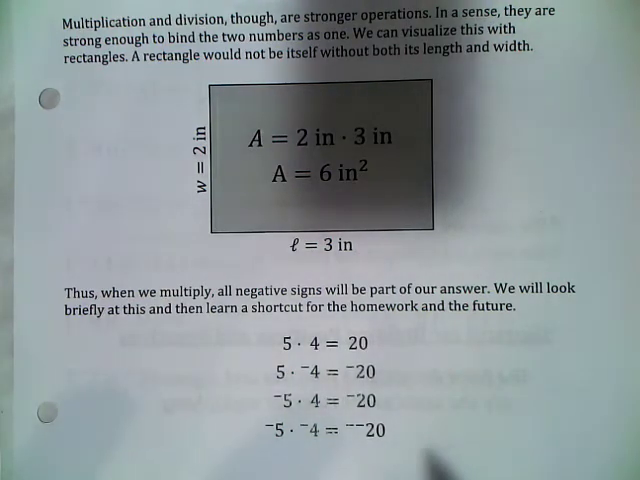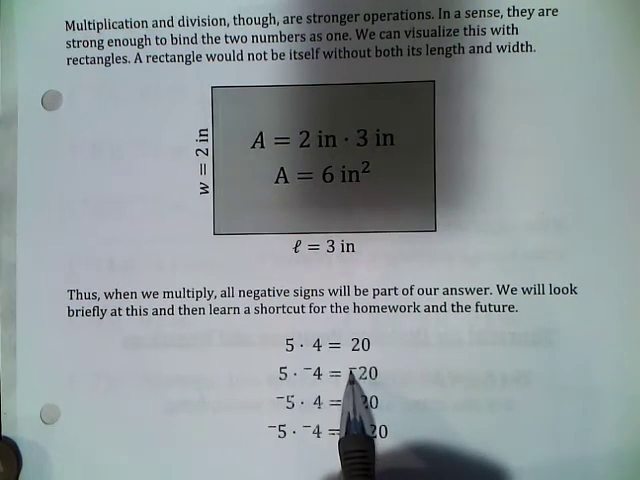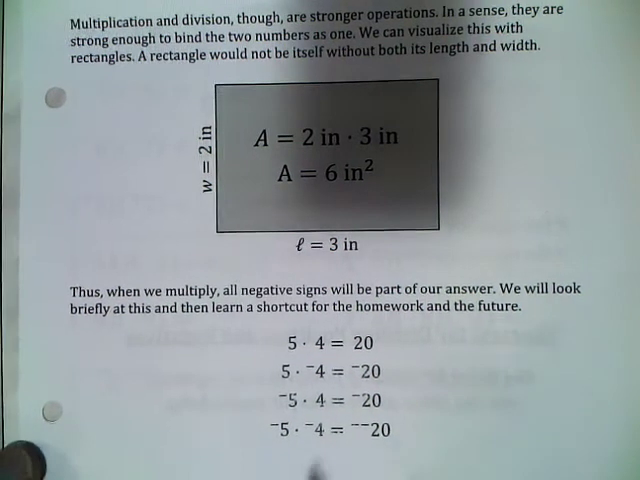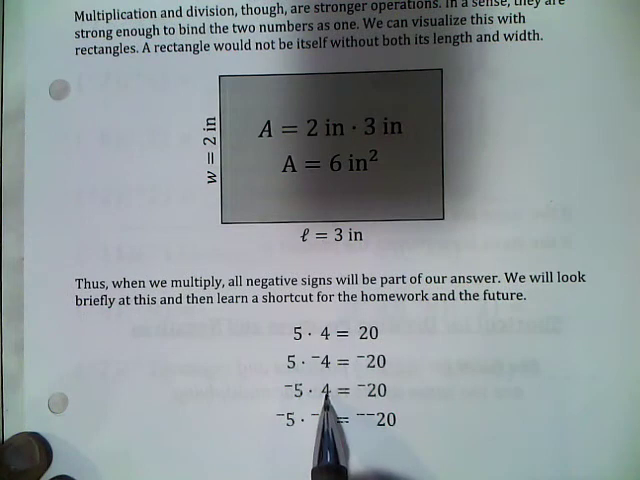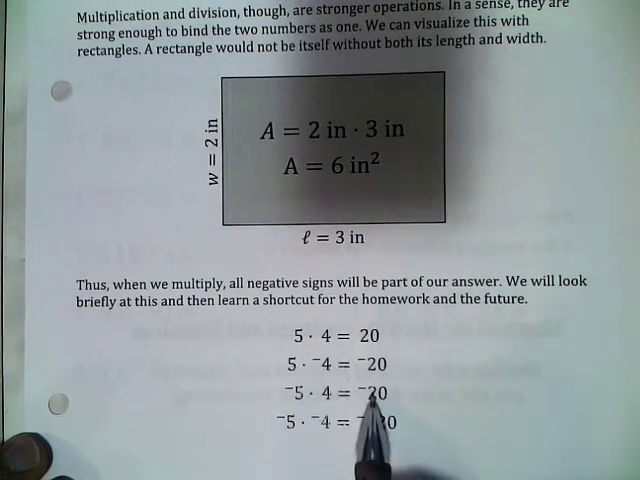We know that. That's nice and easy. Those are the positives. But then when I have a 5 times a negative 4, again, 5 times 4 is 20, but then this negative sign will tag along to my answer. So 5 times a negative 4 is a negative 20. Likewise, a negative 5 times a positive 4, well, 5 times 4 is still 20, but this negative now will tag along to the answer. So it actually doesn't matter which number has the negative on it. If there's just a single negative, your answer will be negative.